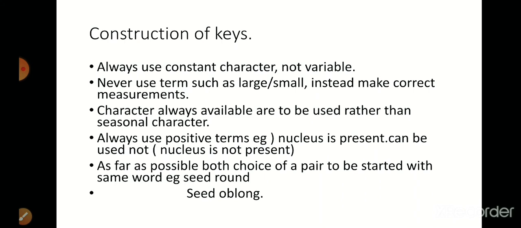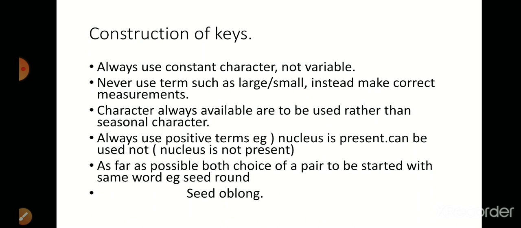Variable character means the first statement is related to nucleus and the second statement is related to cellular components. So those are variable characters. This is not the proper way to construct a key. We have to use the constant character. If you take the first statement as nucleus, the second statement is also related to nucleus in the opposite way, or in contrast. That is, nucleus is present, nucleus is absent. So both statements have the constant character.